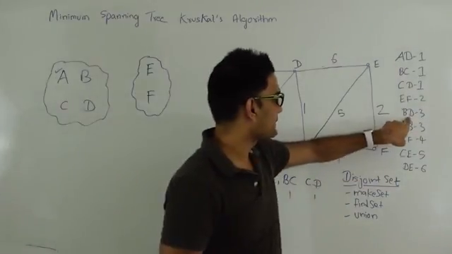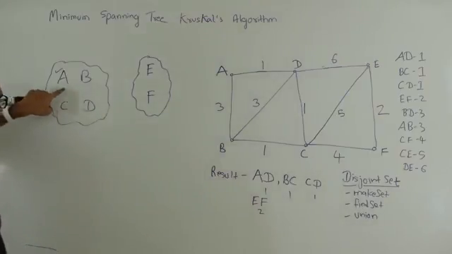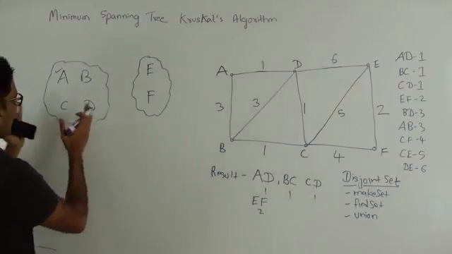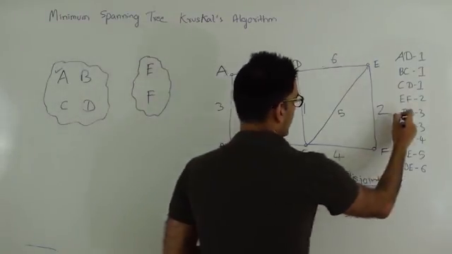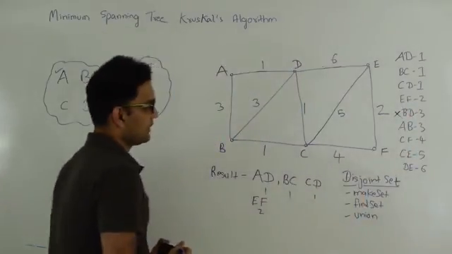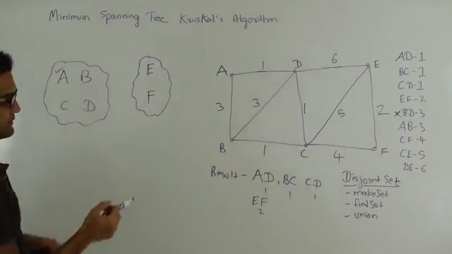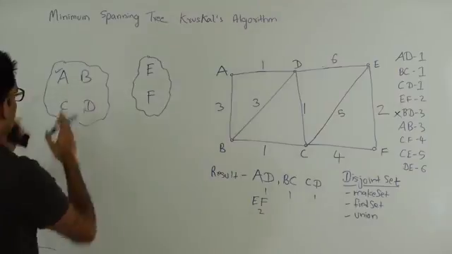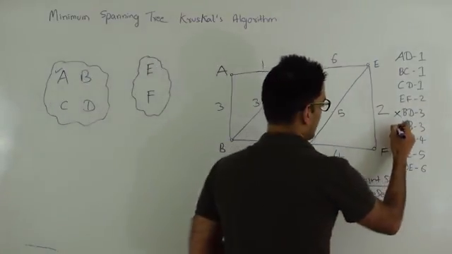Then we are going to pick the next edge BD. So B is represented by A and D is represented by A, which tells us that B and D are in the same disjoint set right now. So we'll just ignore this edge. Then we'll pick the next edge AB. A is represented by A and B is also represented by A, which tells us that A and B are in the same disjoint set. So again we'll ignore this edge here, AB.